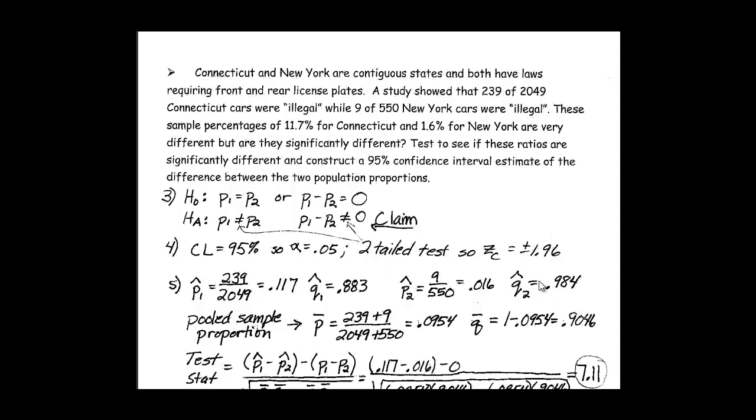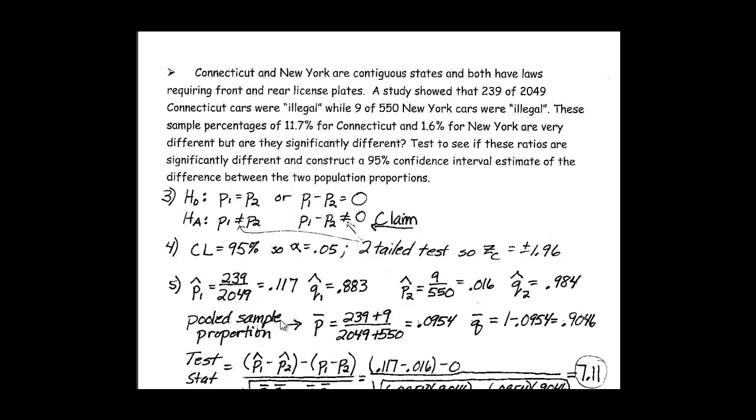So another way of looking at that q-hat 2 is that in New York, the plates that are in compliance are about 98.4% or 0.984. So that's getting our p-hats and our q-hats all squared away, whether it was the population or the proportion for the first or the second sample.